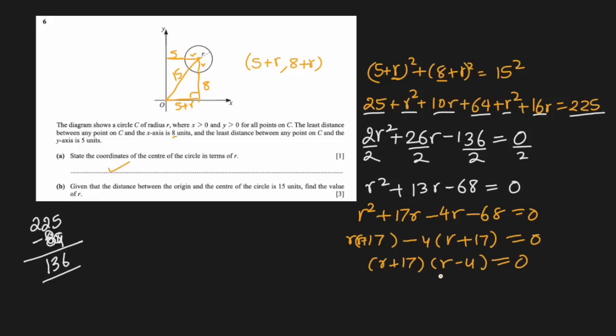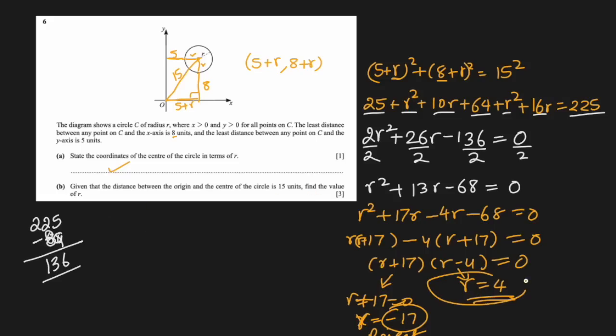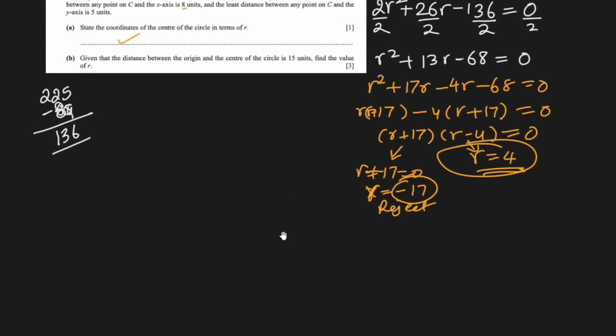Two parts are multiplying and giving 0. That means one of them is 0. We'll equate both of them equal to 0. In both cases, it will give 0, right? So r comes out to be minus 17 in this case. r comes out to be 4 in this case. The radius cannot be a negative number, so reject it. We got r equal to 4. They said, given that, find the value of r. We got the value of r. Do we have another part? Yes, we do.